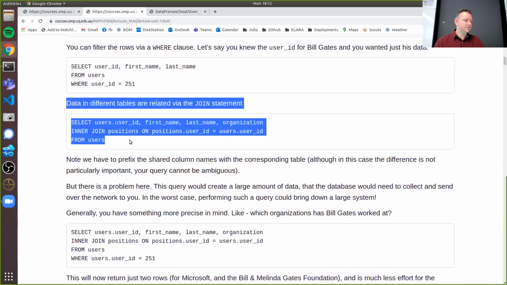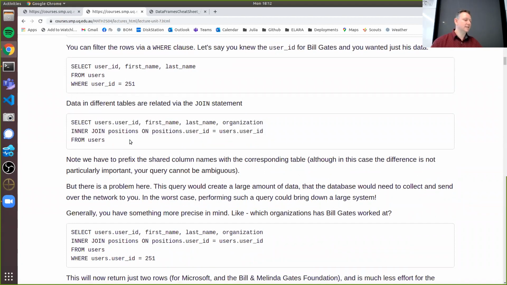You can use joins to relate users to, say, positions. So we can get a list of positions and first names and last names by joining the positions table with the users table. There's a couple of interesting things here. The user ID column exists in multiple tables, so we have to disambiguate which one's which. It doesn't really matter which one you put here, but you have to specify something. It can't be ambiguous. Because of this relationship, they happen to be the same number.